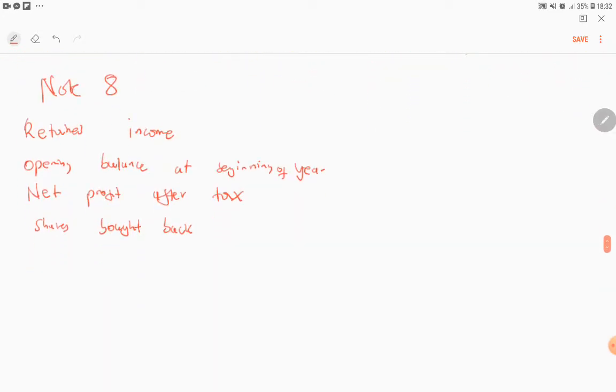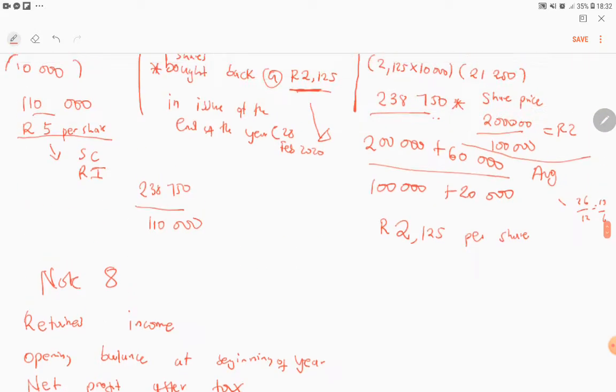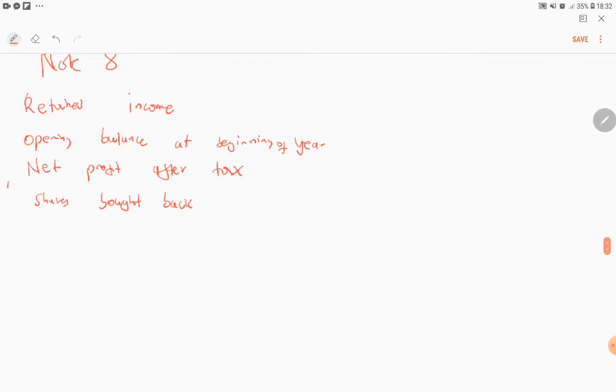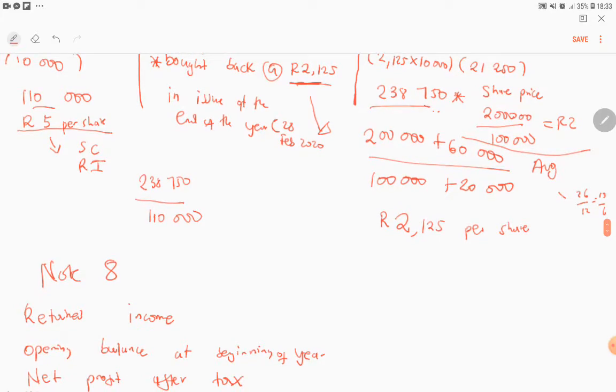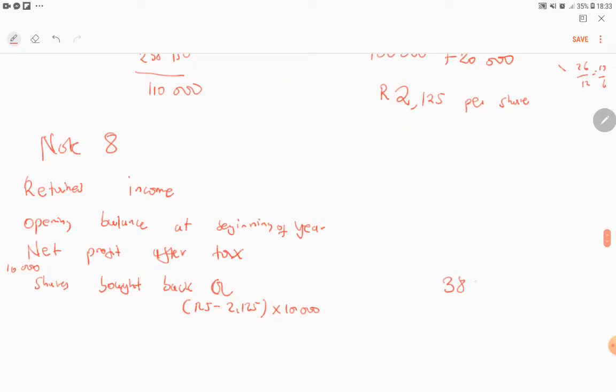It means in order to get this, you must write there how many shares they were, right? 10,000 shares bought back. In order to get the amount, you're going to say 5 rand minus 2 rand 125, because that's what's remaining from the retained income. Multiply this by 10,000, and you get 38,750.